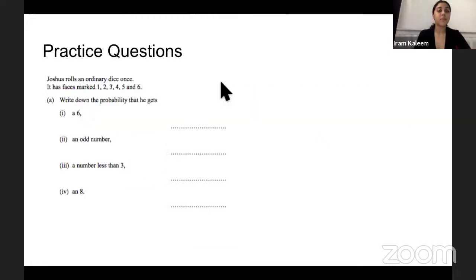Okay. Joshua rolls an ordinary dice. It has faces marked 1, 2, 3, 4, 5, and 6. Write down the probability that he gets a 6, an odd number, a number less than 3, or an 8. Give you a minute to have a go.